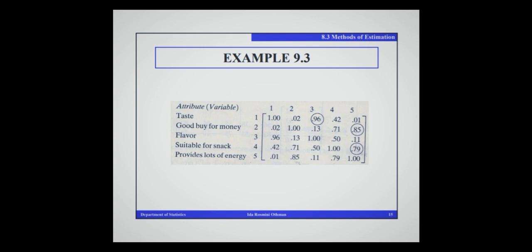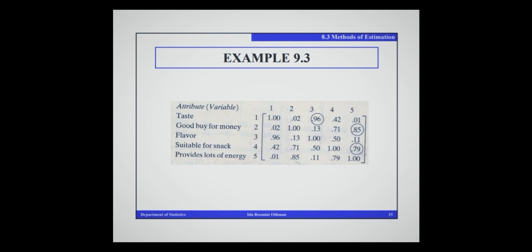So the variable of taste and flavor dalam satu group, the variable of good buy for money, suitable for snack and provide lots of energy dalam satu common factor yang lain. So daripada correlation matrix ni kita dah boleh tengok juga macam tu, tapi nak confirmkan kita kena gunakan factor analysis lah.